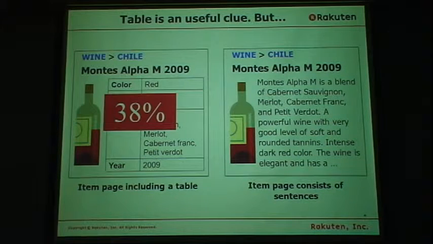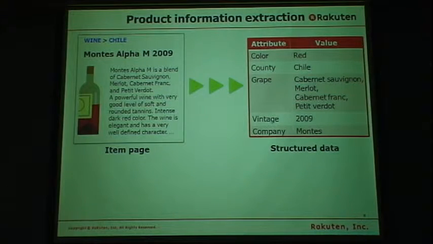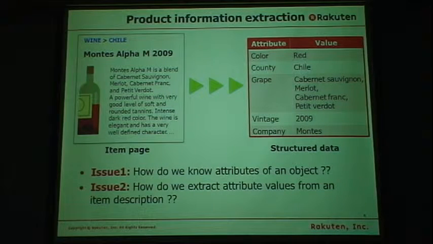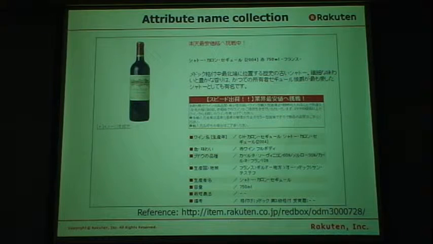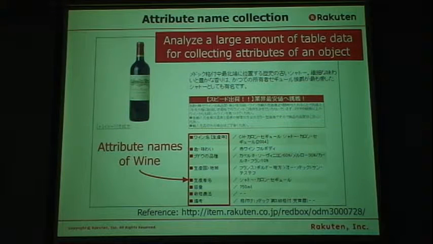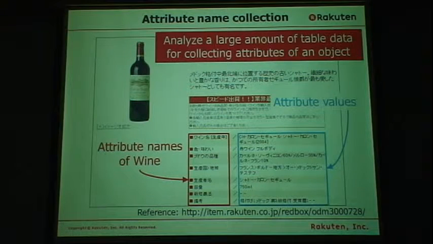Okay. This task has two technical issues. The first is, how do we know the attributes of an object? And second, how do we extract attribute values from an item description? For solving the first issue, we analyze a large number of table data in Rakuten Ichiba. By parsing the table data, we can collect the attribute names for each object. At the same time, by parsing the table data, we can also collect the attribute values corresponding to the attribute names.